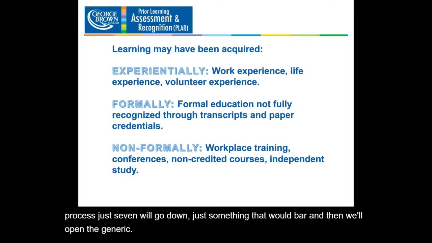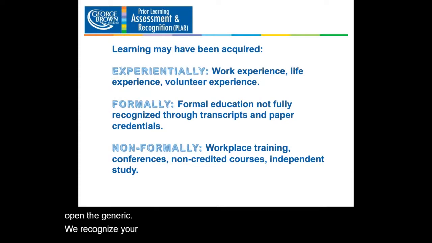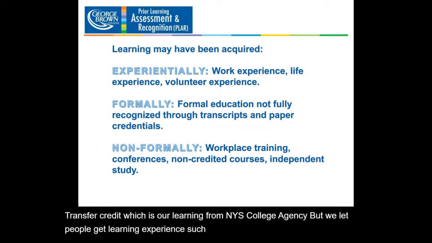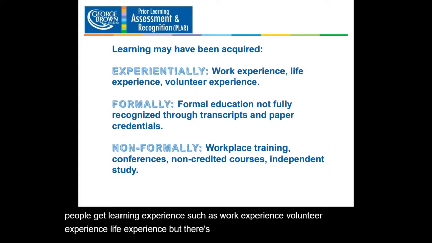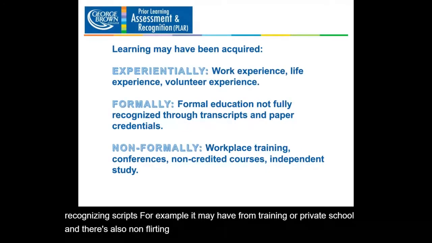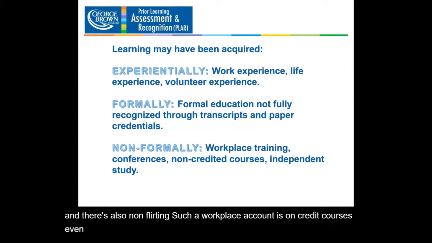So we recognize that your learning may have come in different ways. Melissa just talked about transfer credit, which is your learning from a recognized college or university, but we know that people get learning from experience, such as work experience or volunteer experience or just life experience. We know that there's formal learning, that is education, but it's not recognized through transcripts. For example, it may have come from corporate training or a private school. And there's also non-formal learning, such as what you learn in the workplace, at conferences, non-credited courses, and even independent study and self-study can come under non-formal learning. And we need a way to recognize these as well.